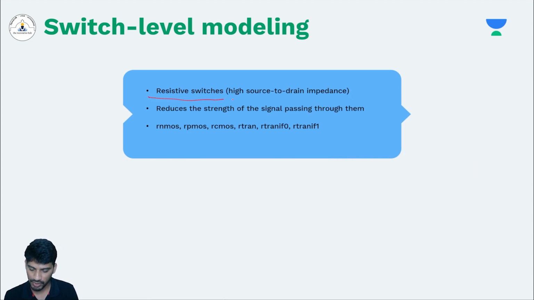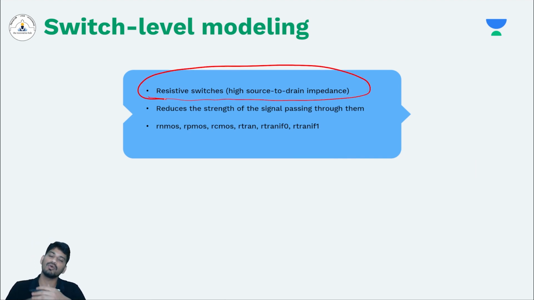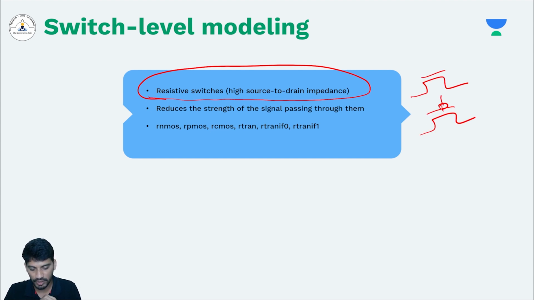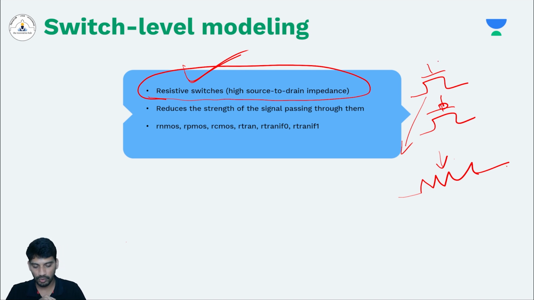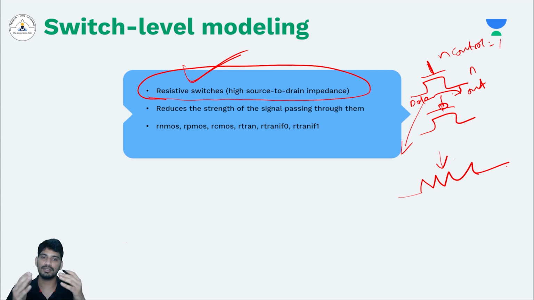now let's see what resistive switches are. Till now we have seen only MOSFET based switches, right? The NMOS or PMOS, these are MOSFET based switches. There are some elements like resistive switches, in which the MOSFET switch can be replaced using a resistive switch. So why do we require resistive switches? What is the purpose of this resistive switch? In a MOSFET switch, let's say this is an NMOS switch, and if your N control is 1, then what happens? Your data will be passed to the output ideally.